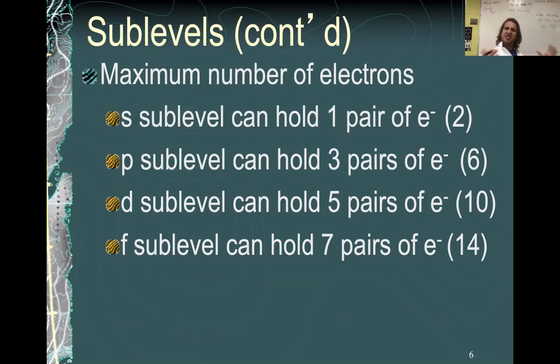And so we're just subdividing. For example, in the second energy level, the second shell, if you will, you'd have an S and a P sublevel. If we think about the formula, 2n squared, 2 squared is 4 times 2 is 8. 8 electrons total in the second energy level. We can put 2 of them in the S.